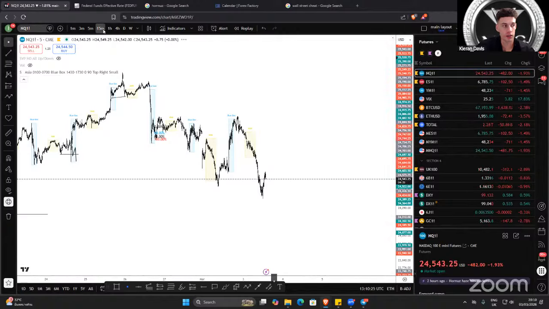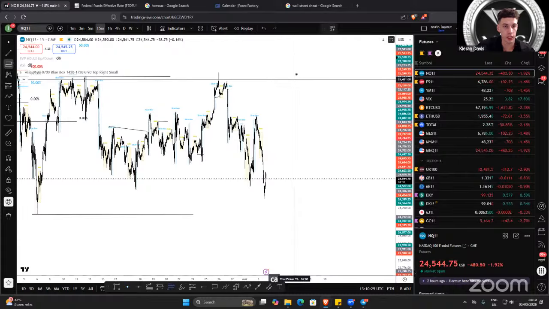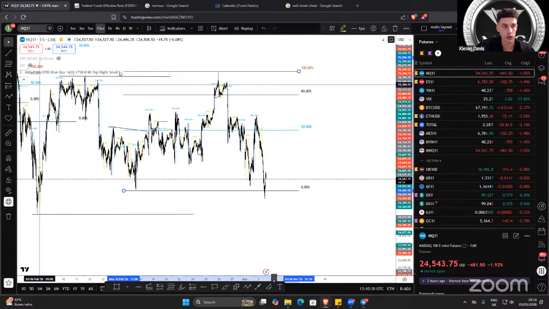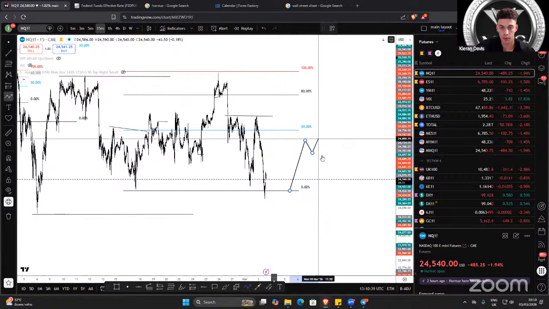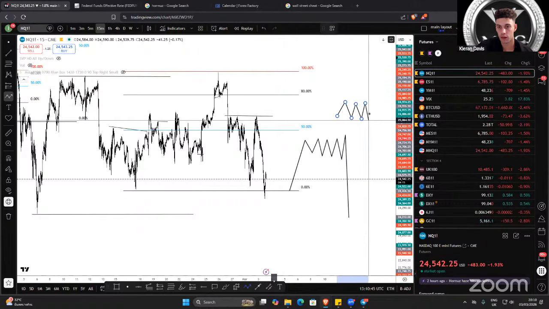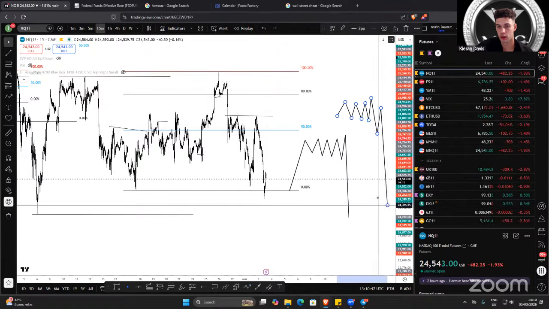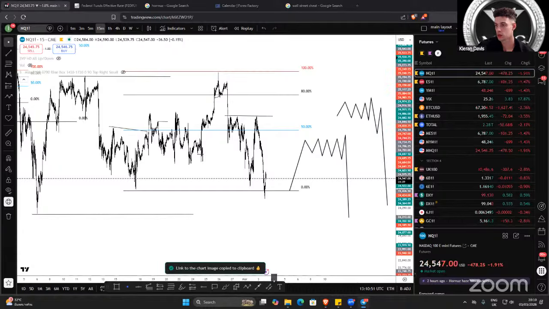All right. So we have redistributed on NQ. So yeah, I want to short it pretty much. I'm mindful that we could sweep that, but yeah, I want this to come up, build us that distro inside of it, and then roll it to the downside. Pretty simple. Oh, that's UK 100 again.